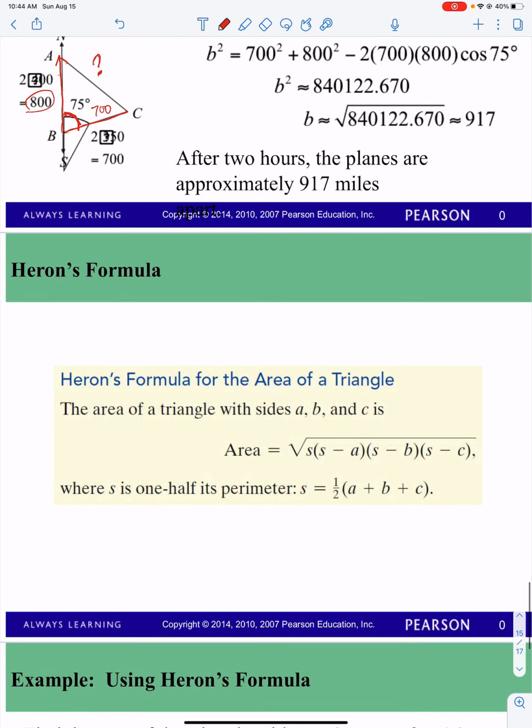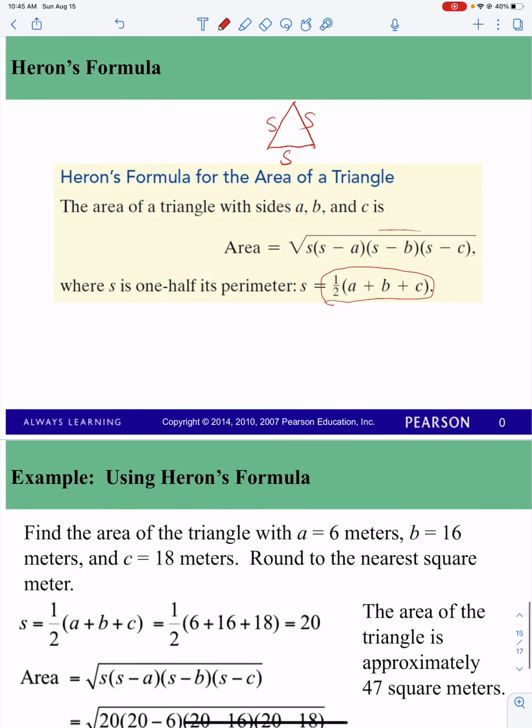Okay, so the next formula is called Heron's formula. Heron's formula is to find the area of a triangle. So this is the formula: area equals the square root of s times s minus a, s minus b, s minus c, where s equals a half of a plus b plus c. This formula is only useful when you are given all three sides, no angles, to find the area of the triangle.